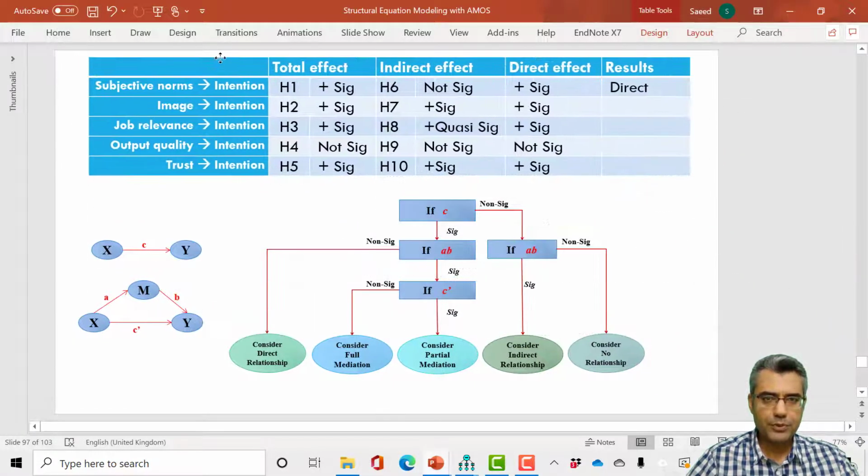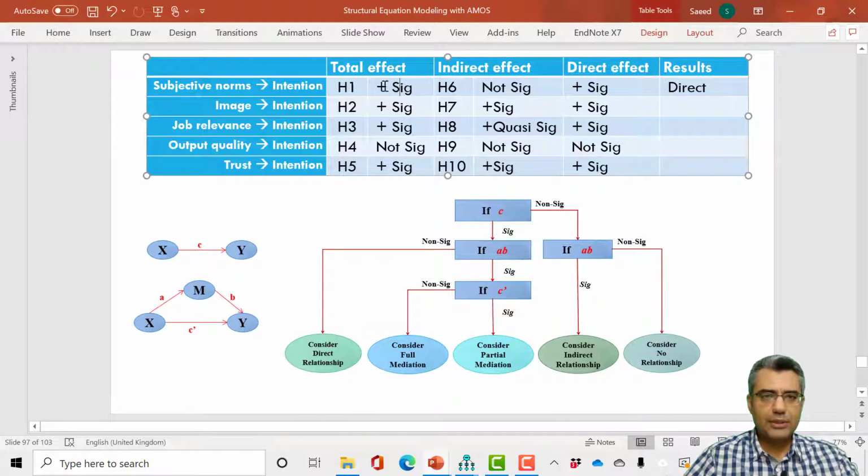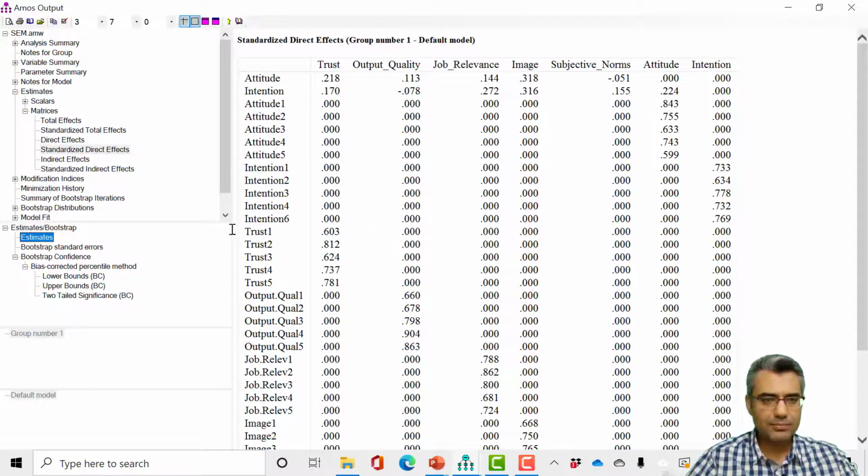Beautiful. So the first one, the total effect is significant, but the indirect effect is not significant, right? Following the decision making I'm showing you here, this means there is only a relationship between X and Y. So it's a direct relationship between subjective norms and intention. Indirect effect is not significant.